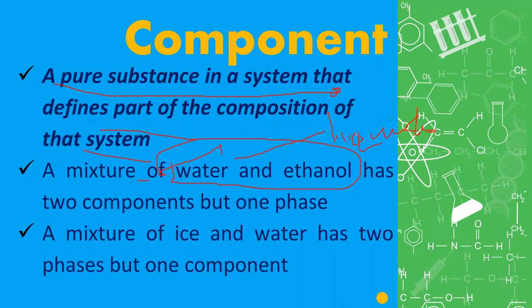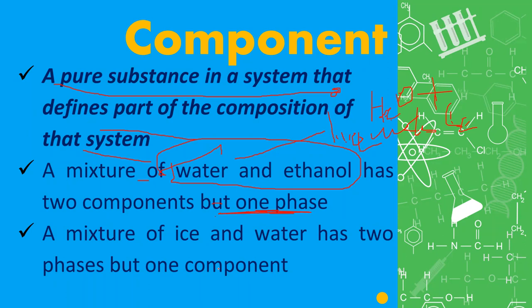So both of these being liquids, that means there are two components but existing in one phase. If they are added together, they are two components. H2O is one component mixed with another component, which is ethanol. So the two are different components, but in one phase, which is the liquid phase. That's the difference between a phase and a component.